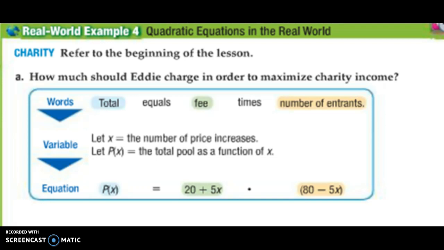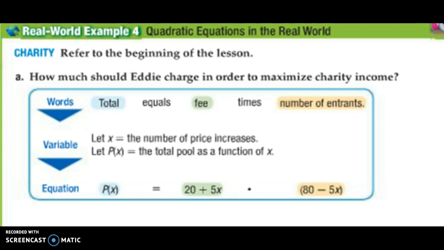Now, it says in your notes, Eddie is organizing a charity tournament. He plans to charge $20 entry fee for each of the 80 players. He recently decided to raise the entry fee by $5, and 5 fewer players entered with the increase. He used the information to determine how many fee increases will maximize the money raised. How much should Eddie charge to maximize the charity income, and what's the maximum value of the pool?